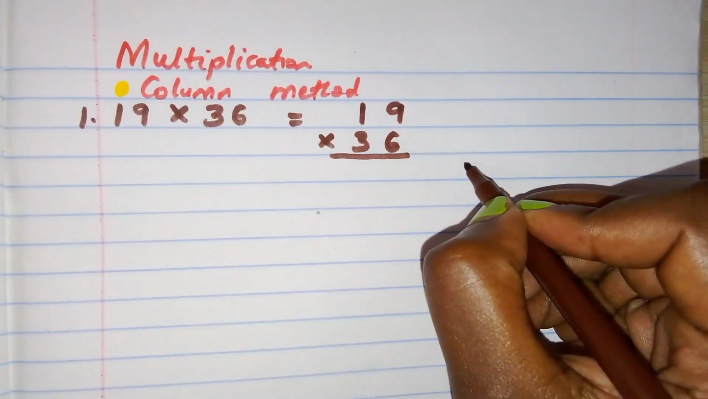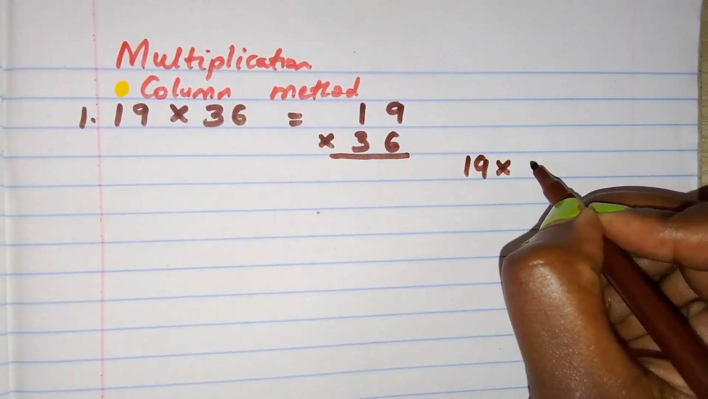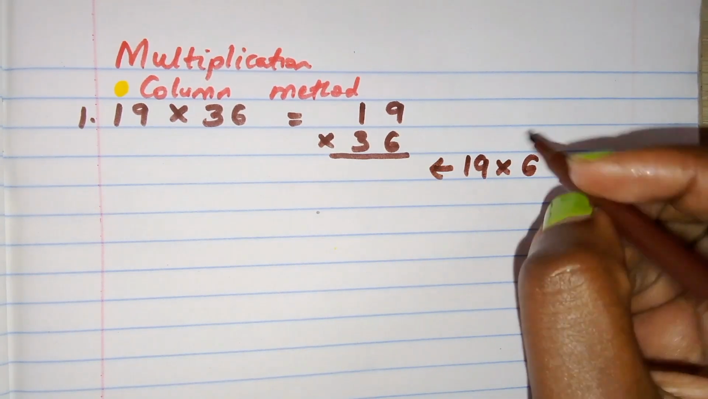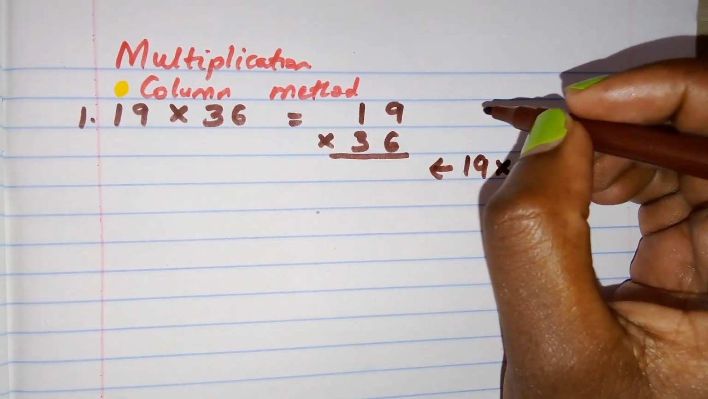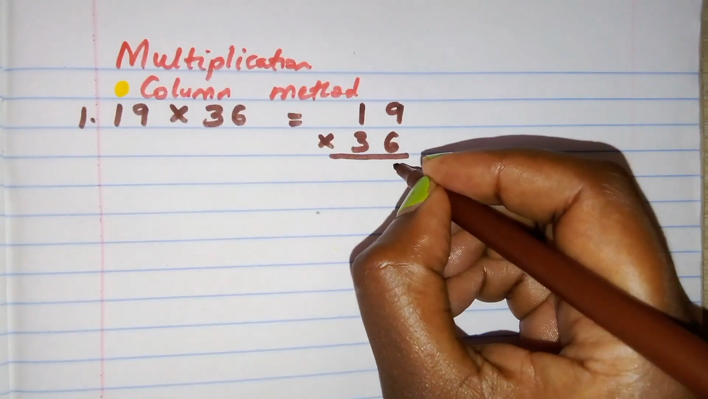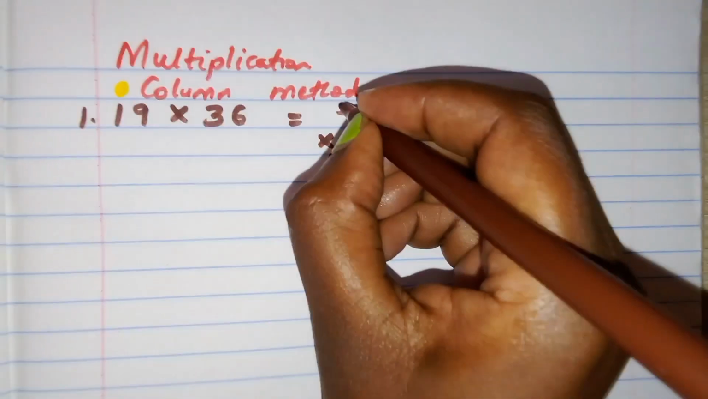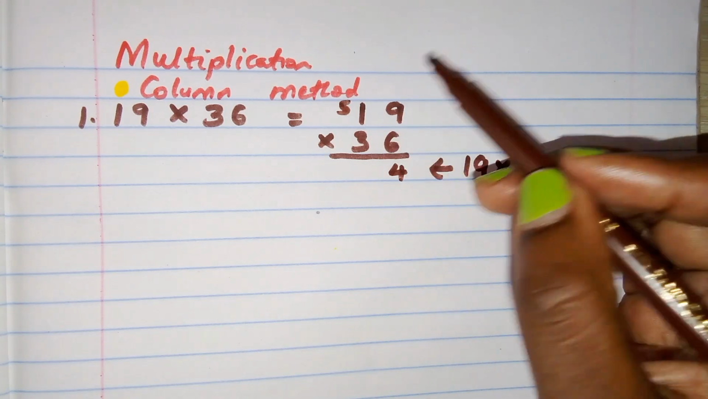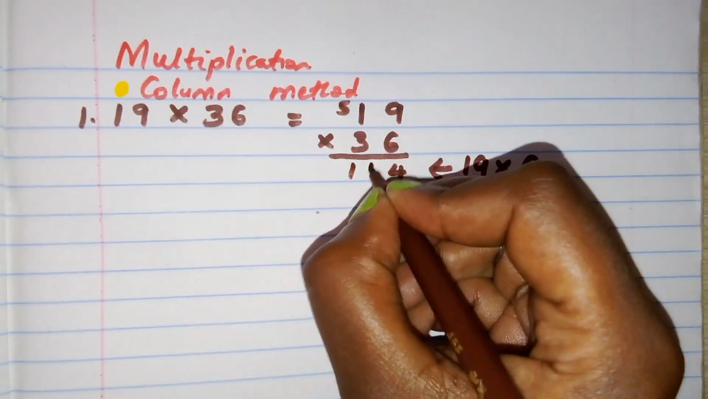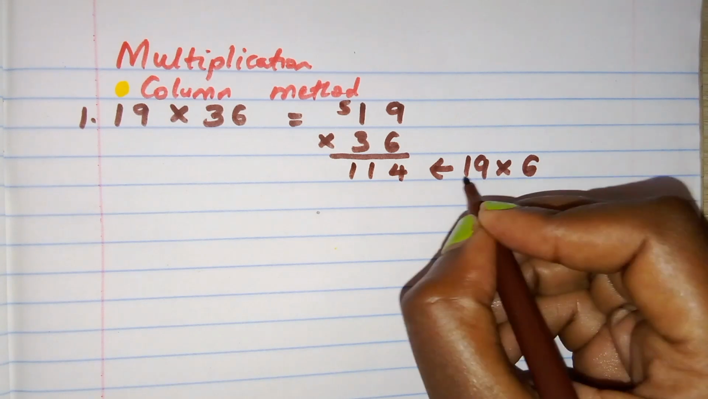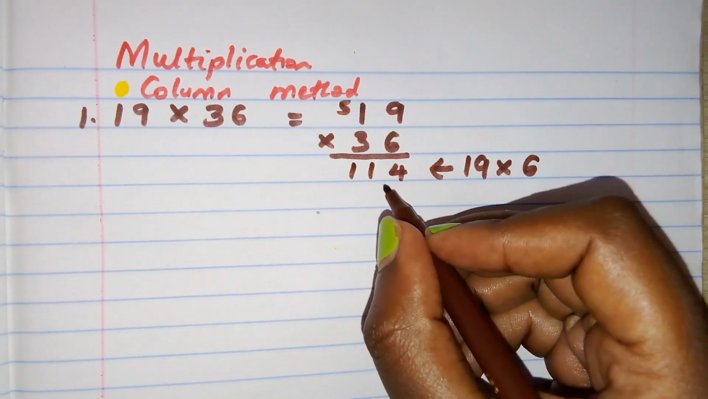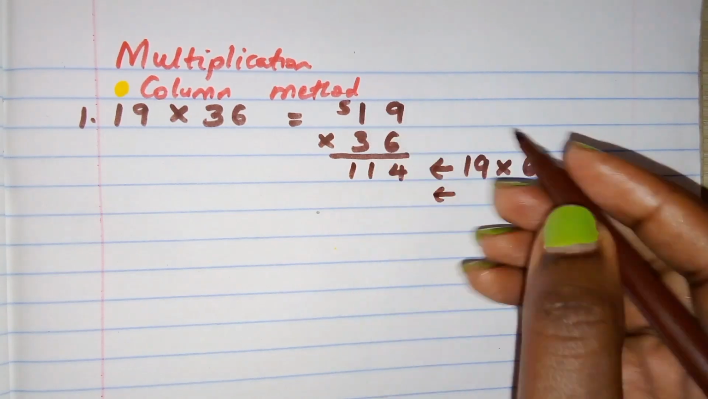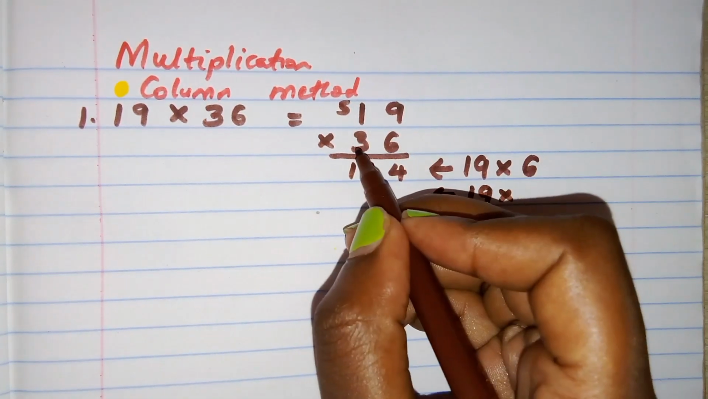So in this case we have 19 times 6. So we are doing 9 times 6 is 54. So 4 carry 5. And then 6 times 1 is 6, plus 5 is 11. So that's the first column. 19 times 6 is 114. Then the next column would be the same number on top, 19 times 3.